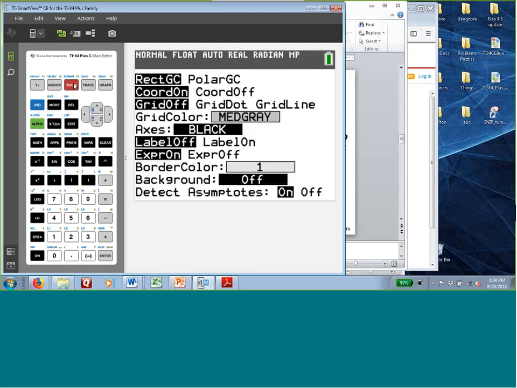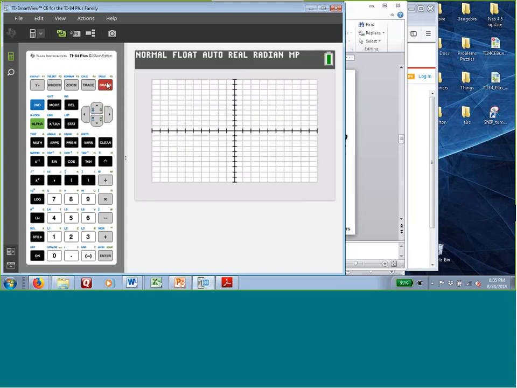Sorry, second format, turn on the grid line. I forgot to press enter. And when you look at the graph, what you're going to notice about these grid lines is that they make very obvious that we are not dealing with a square window. The distances between the tick marks on the x-axis and the y-axis are different.